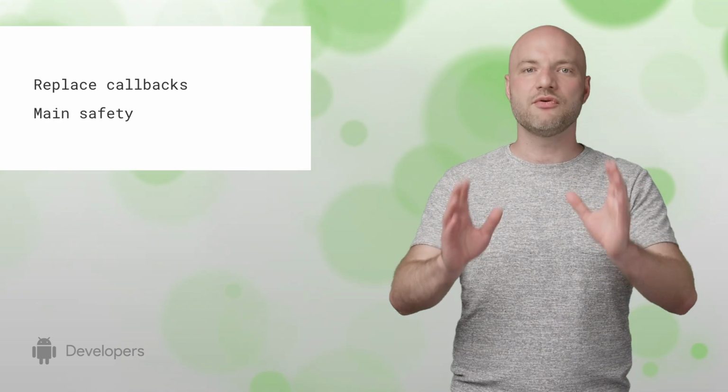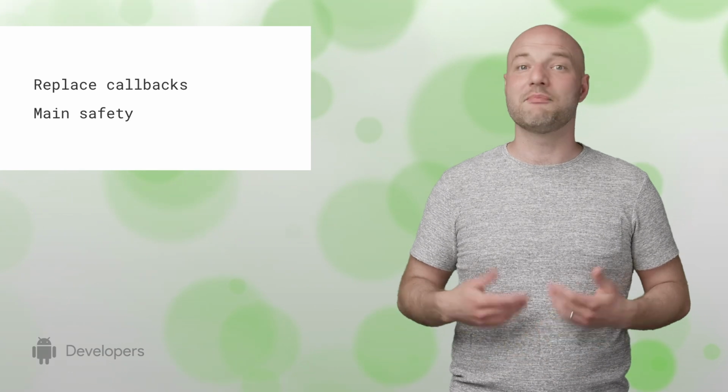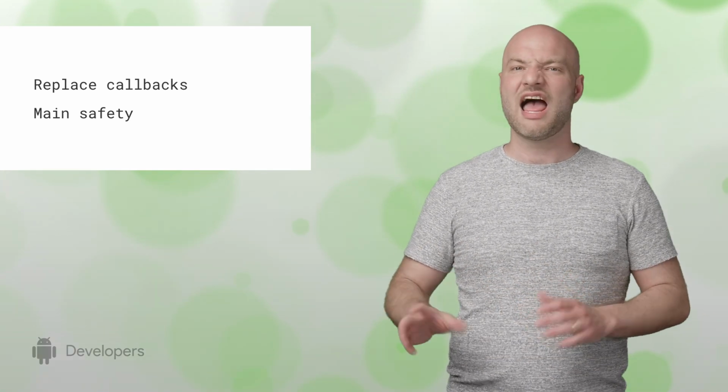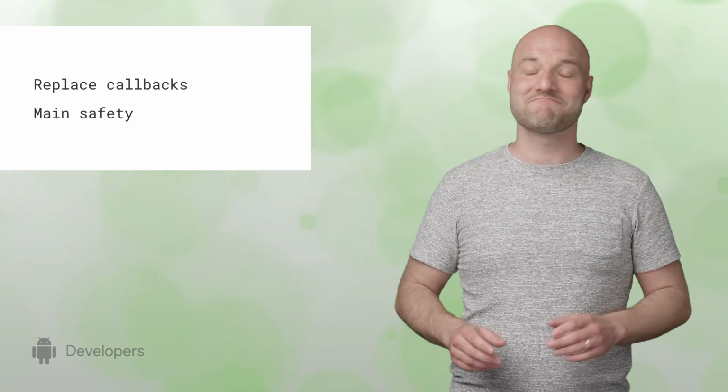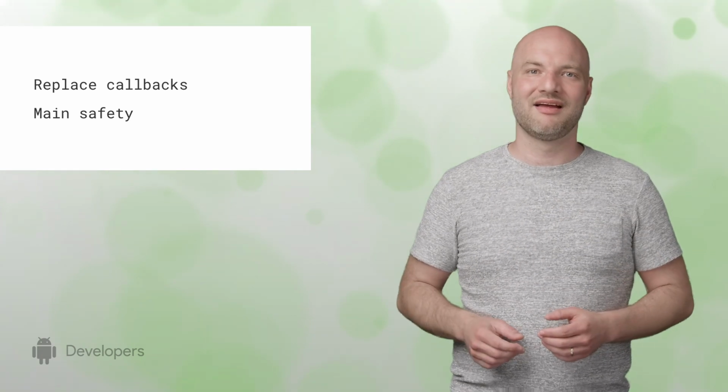In addition to replacing callbacks, on Android, they also give us the ability to make our code main safe. And this means you can write coroutine-based functions to make a network request, for example, and just call it from the main thread, and everything will be okay. So let's write some code to make an imaginary network request. To make this interesting, let's start it on the main thread.